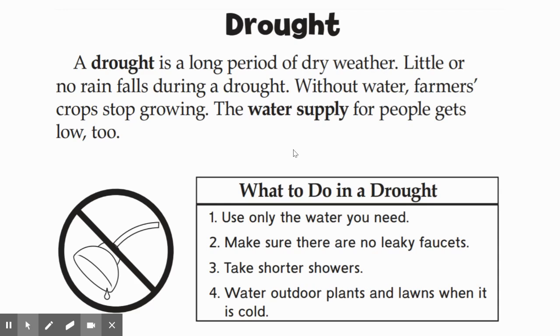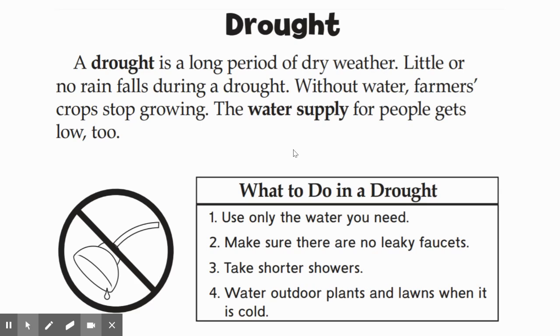And I see a sidebar, and it says, What to do in a drought. Number 1, use only the water you need. Number 2, make sure there are no leaky faucets. Number 3, take shorter showers. Number 4, water outdoor plants and lawns when it is cold. And I see there is a picture with a line through it saying to make sure there are no leaky faucets. That's an example of a leaky faucet because there is water dripping from the faucet.